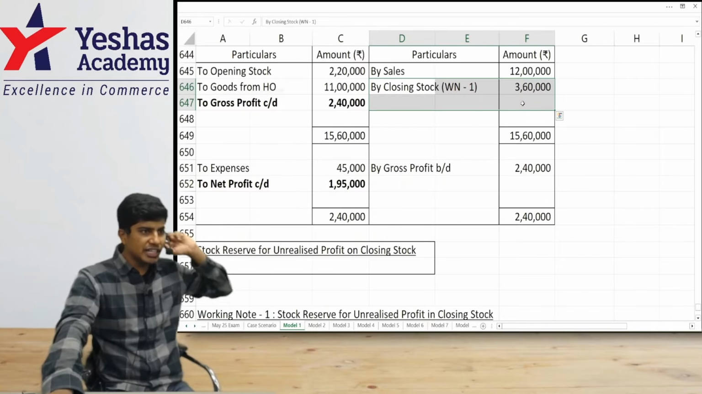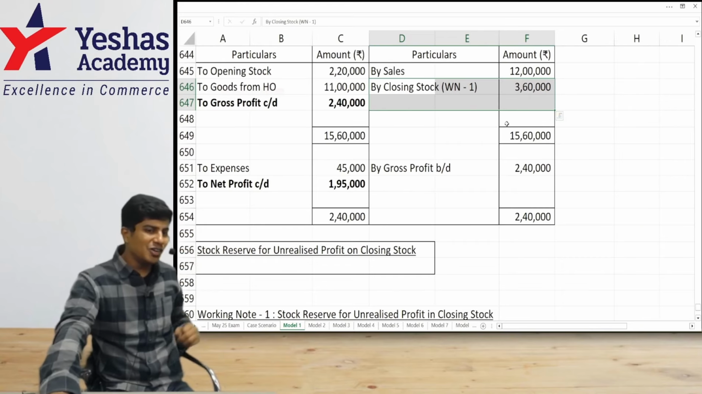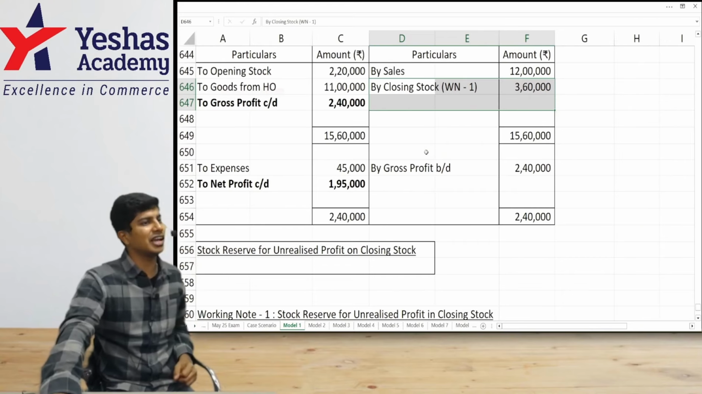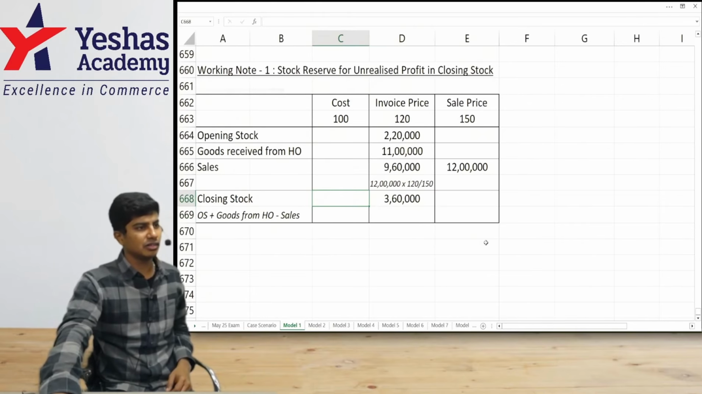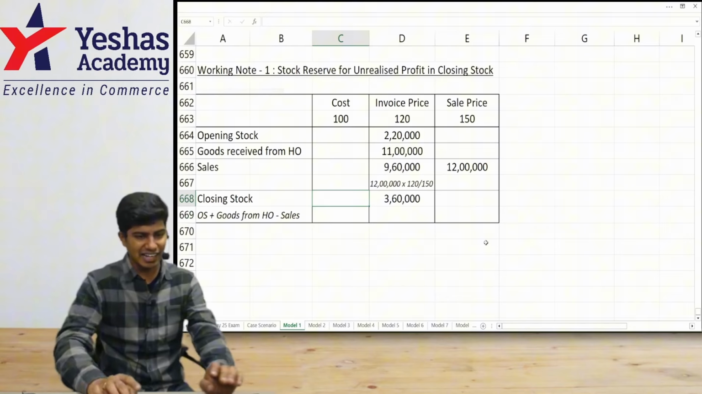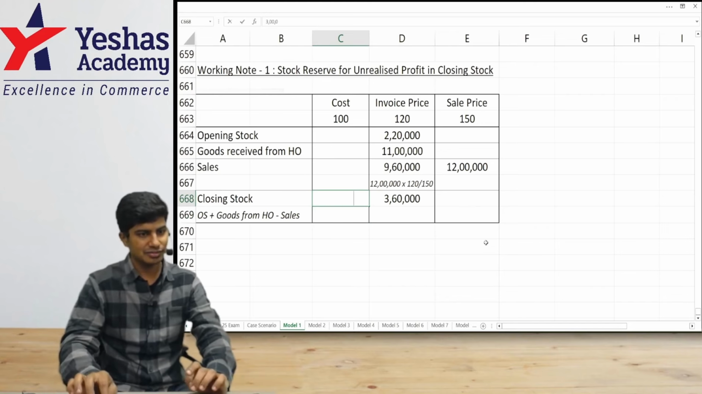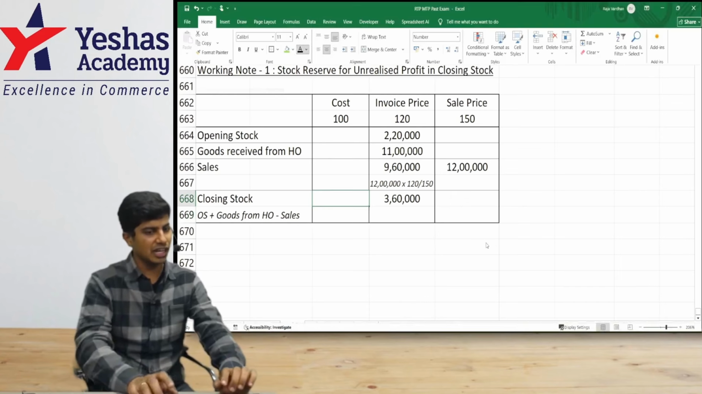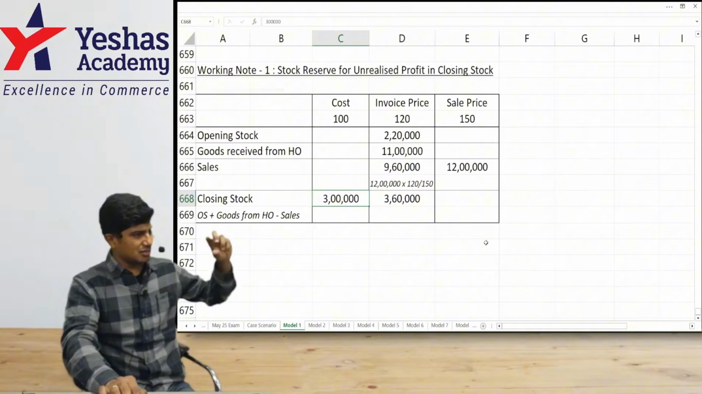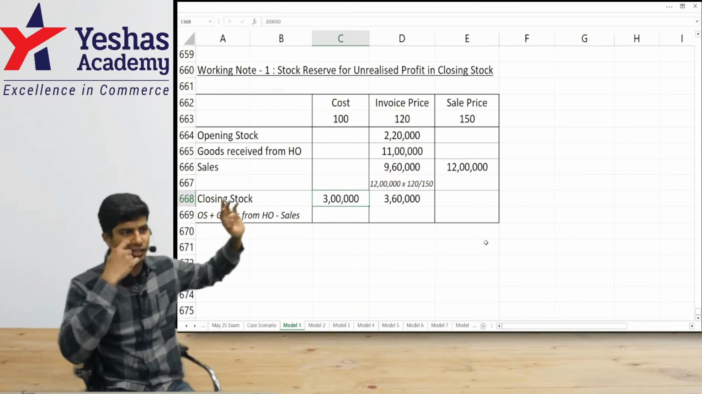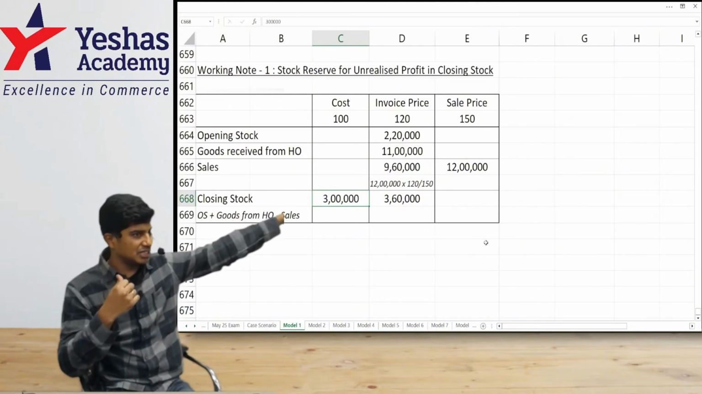So head office balance sheet will show it as stock, but head office cost is not 3 lakh 60. 3 lakh 60 is invoice price. So head office cost will be how much? 360 into 100 divided by 120. 3 lakh. Everyone understood 3 lakh? 3 lakh rupees worth of inventory for head office, but it is at invoice price of 3 lakh 60. In the branch, the closing stock is 3 lakh 60.